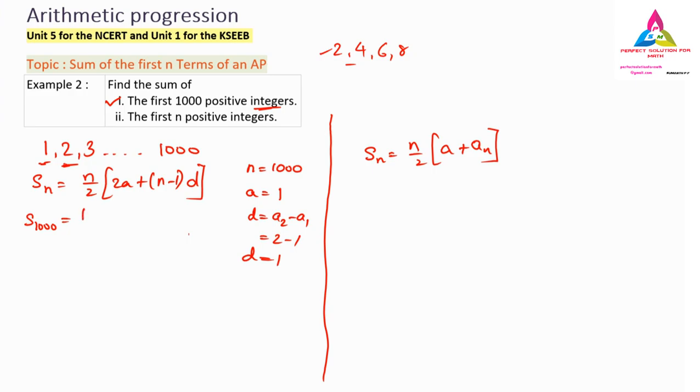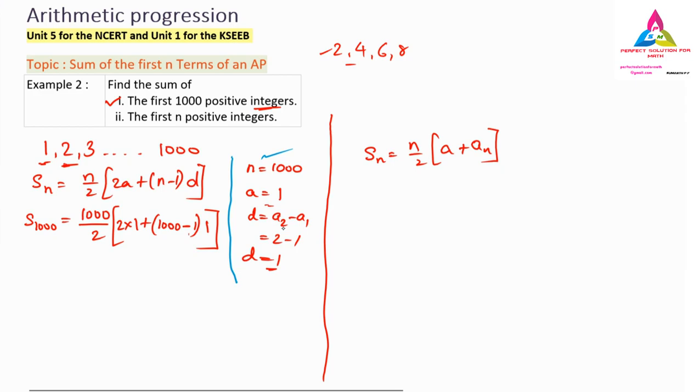So n value is 1000 divided by 2 into 2 into, what is the a value? A value is the first term, that is 1, plus n value is 1000 minus 1 into d. What is the d value? D value is also 1. So this is our thing. Next we have to continue. I will put one line for this. This is the given thing I have written over here. So now continuation. 2 ones are 2, 5 2s are 10, 2 zeros, so here also 2 zeros.